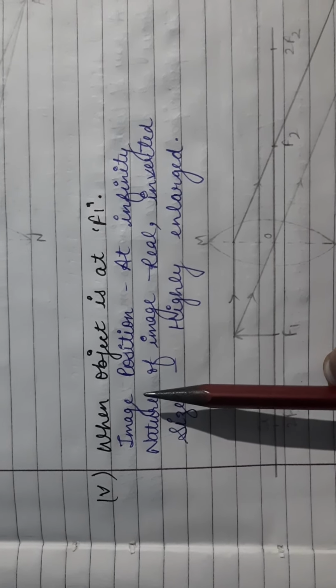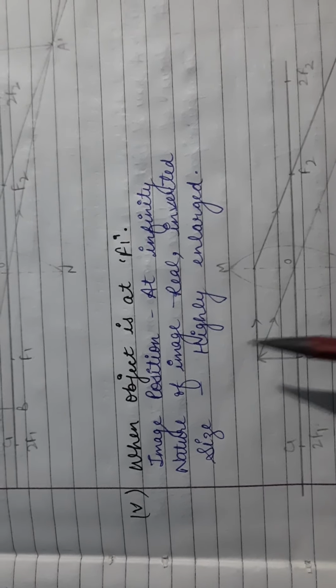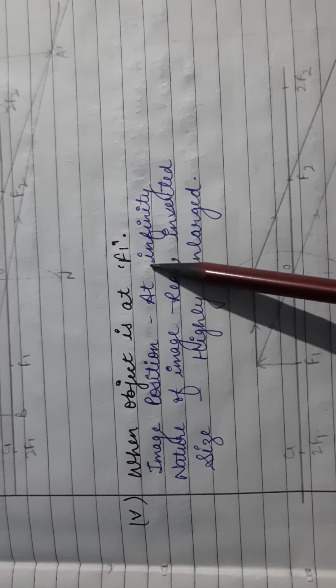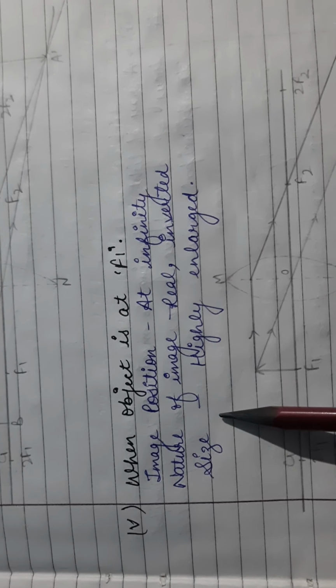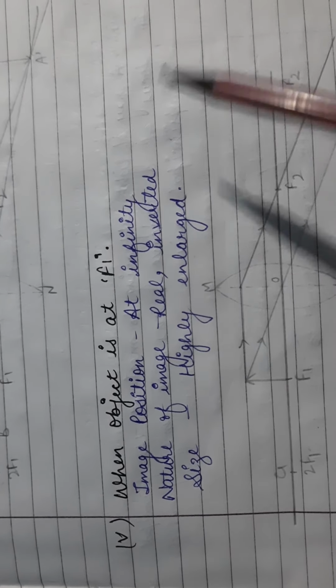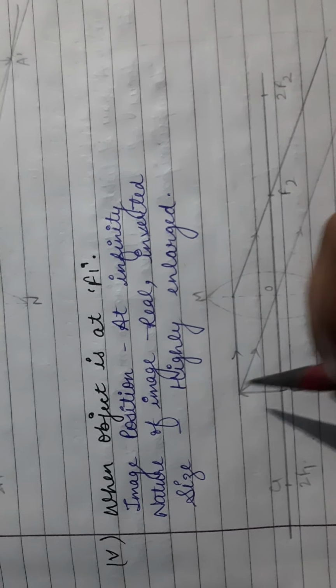Here is the fifth case, when the object is at F1, that is focus 1, image position at infinity. Nature of the image will be real and inverted. Size will be highly enlarged. So here is the object, that is AB.